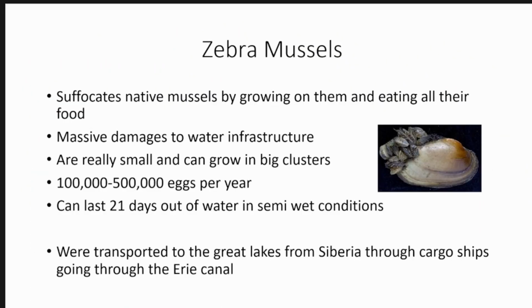Zebra mussels. So these guys have spread like wildfire throughout the areas, mostly because they have a very large growth capacity, 100,000 to 500,000 eggs per year. They do massive damage to water infrastructures. If you can see images of pumps or water grates completely covered in zebra mussels, it basically makes them ineffective. They can survive 21 days out of water in semi-wet conditions, which is amazing. So for 21 days, these guys can be there, and with a little spray mist, yes, they're fine to go.